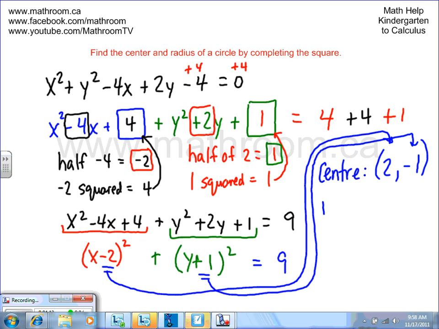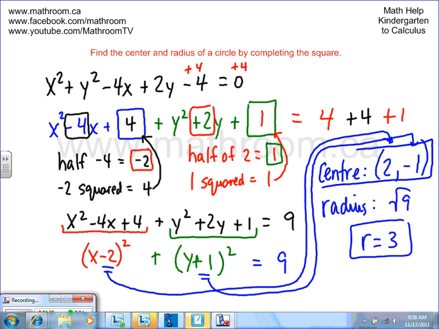Now the radius is the square root of the right-hand side, the square root of 9. So the radius equals 3. Okay? And the center equals 2, minus 1. And that is how we find the center and the radius given that equation.